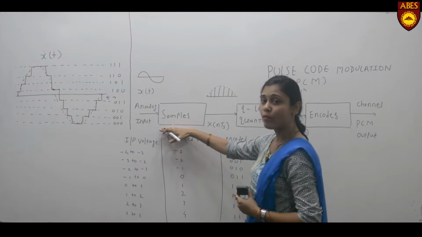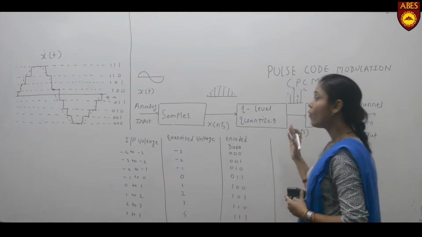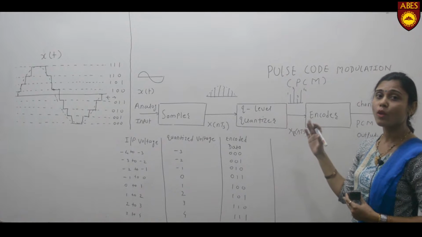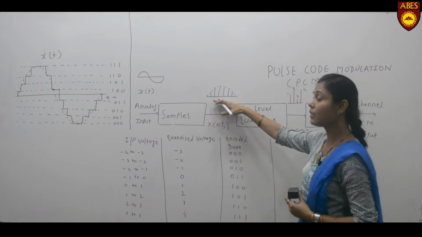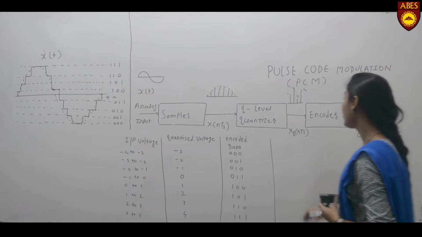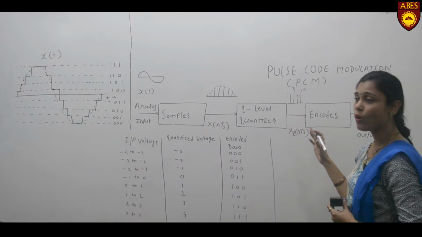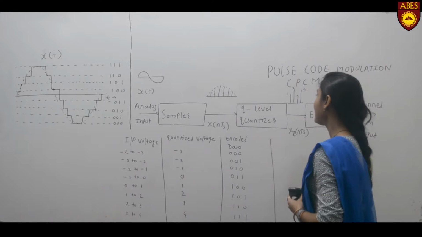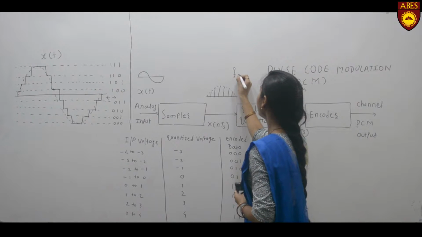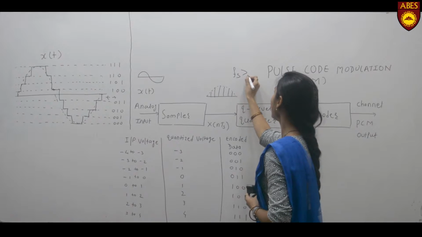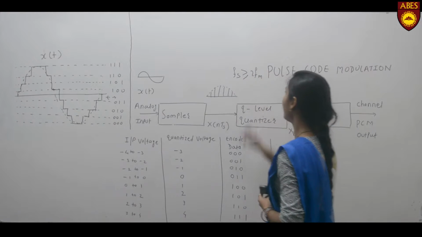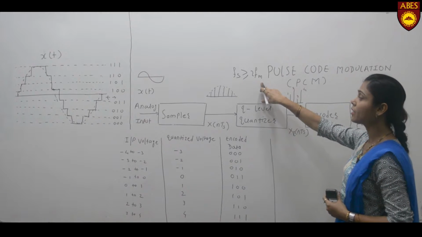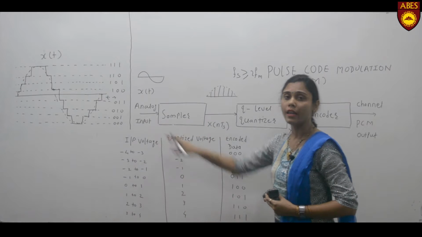The sampling will be performed as per the Nyquist criteria. What is this Nyquist criteria? The Nyquist criteria says that reconstruction of the signal from the samples is possible only if you sample a signal at a rate which is greater than twice the maximum frequency content of the input signal. It means that the sampling frequency fs should be greater than or equal to twice fm. Here fs is the sampling frequency and fm is the maximum frequency content of the input signal.